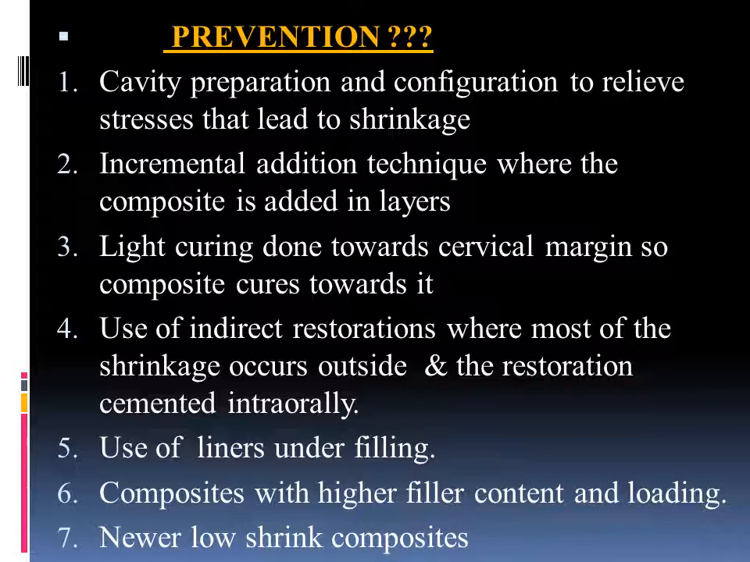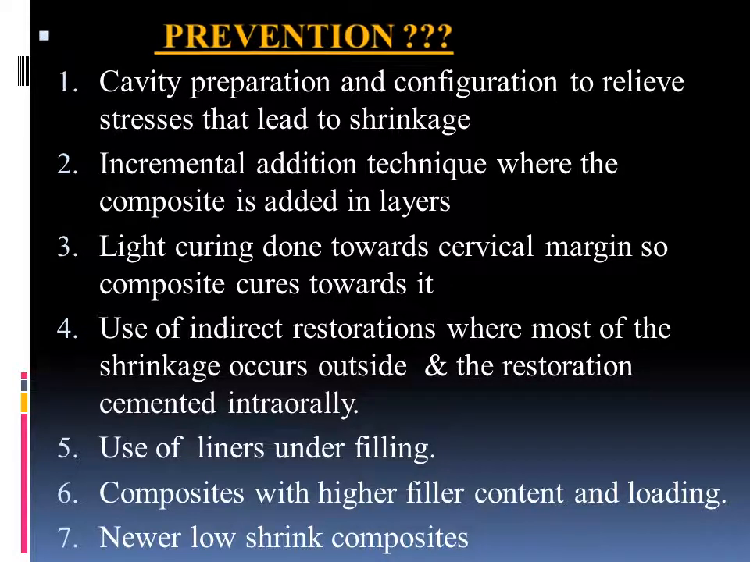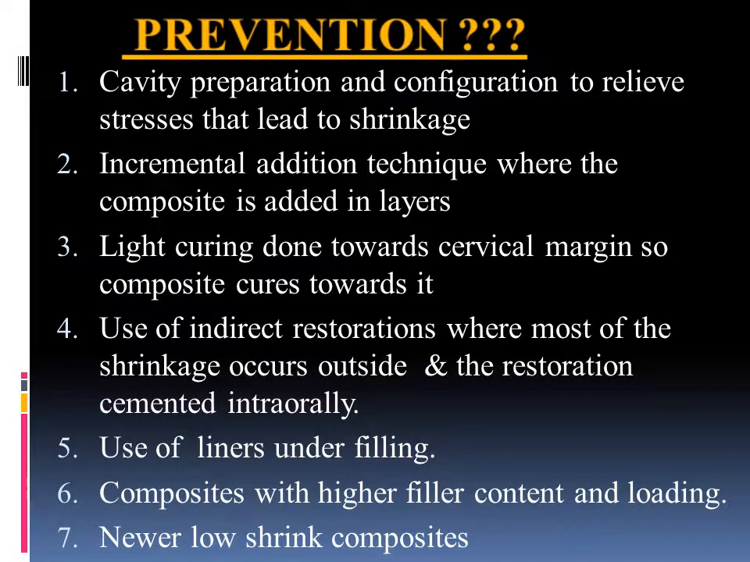Again, we select a composite which has a high filler content, and there are newer low shrink composites in which, in place of TEGDMA, there are other compounds, so we can also go for that. So these are about 6 to 7 steps that you can carry out to prevent, not eliminate, but prevent or minimize polymerization shrinkage. This is a very important question.